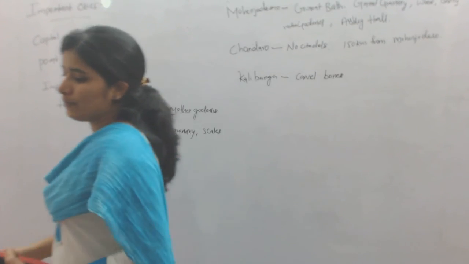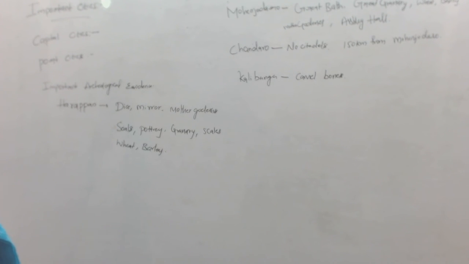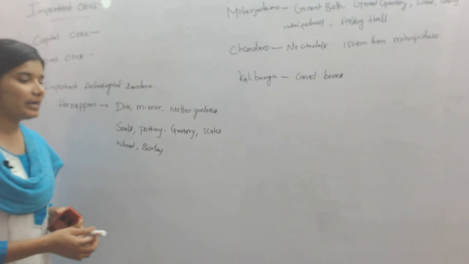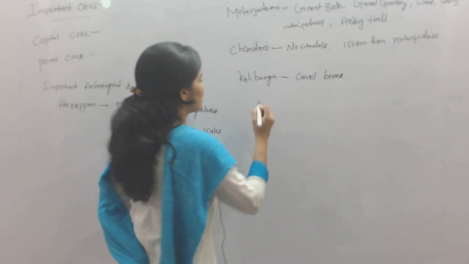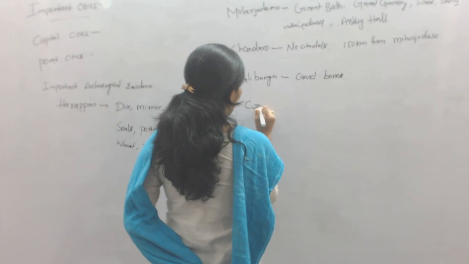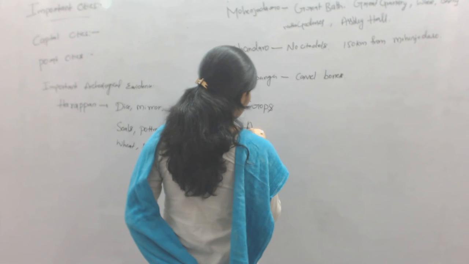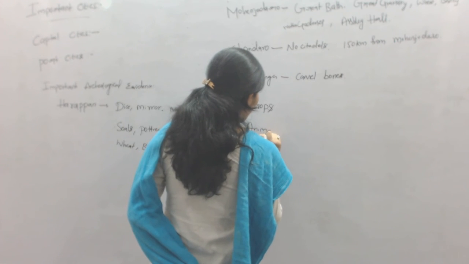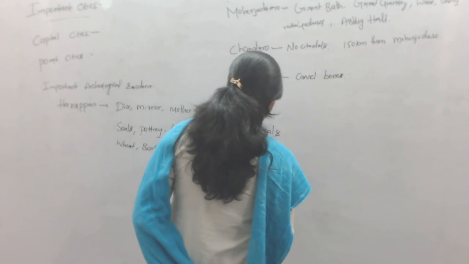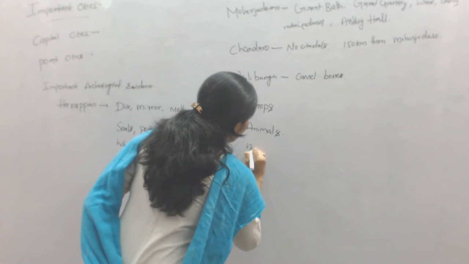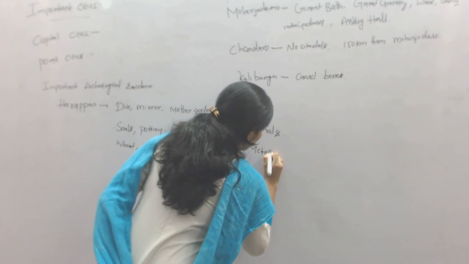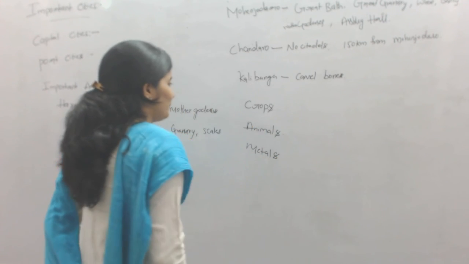Okay, this is all about the Indus Valley civilization, and here we will see the important crops, important animals, and metals in the Indus Valley civilization. Crops. What are the crops? What are the animals? And the metals.